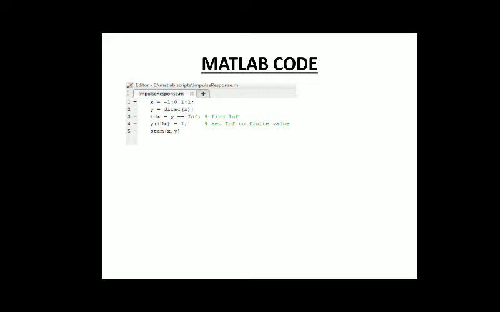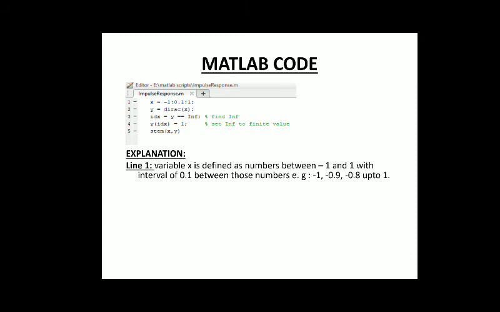Here in the script, the first line syntax is x equal to -1, colon, 0.1, colon, 1. What does that mean? That means variable x is defined as numbers between -1 and 1, with an interval of 0.1 between those numbers. For example, -1, -0.9, -0.8, up to 1.